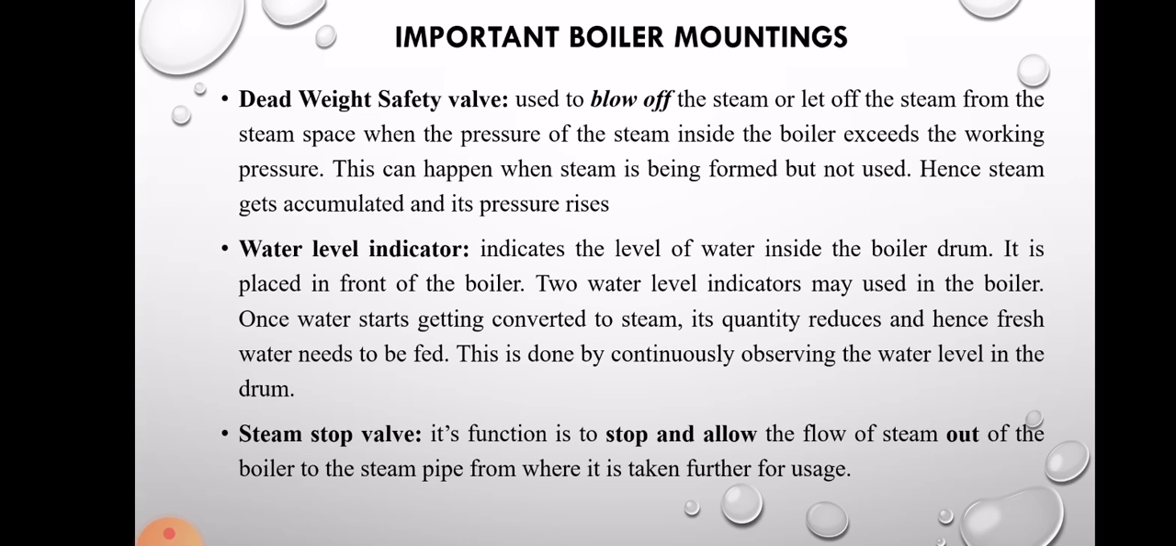Then we have a steam stop valve. The reason why we want a boiler is to form steam, and this steam is going to be used further for different applications. Once the steam is generated and available in the steam space, it has to be taken out whenever it is needed and stopped when it is not needed. To do this, we use a steam stop valve. It mainly stops and allows the flow of steam out of the boiler where it is taken for further usage.